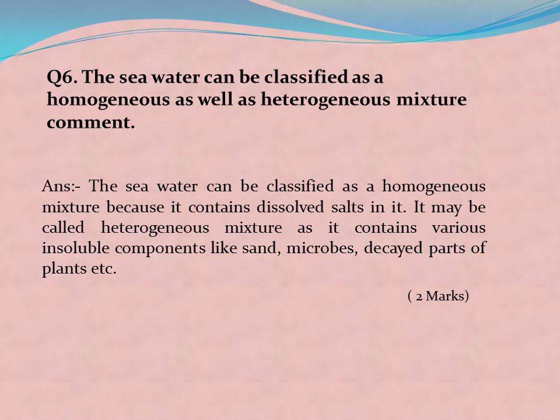Question number 6. Seawater can be classified as a homogeneous as well as a heterogeneous mixture. Comment. Answer. Seawater can be classified as a homogeneous mixture because it contains dissolved salts in it. It may be called a heterogeneous mixture as it contains various insoluble components like sand, microbes, decayed parts of plants, etc.